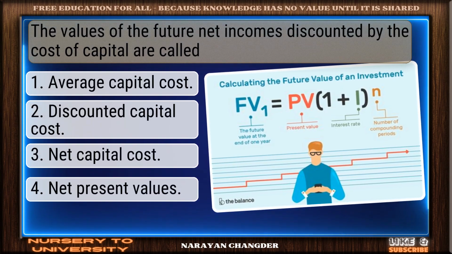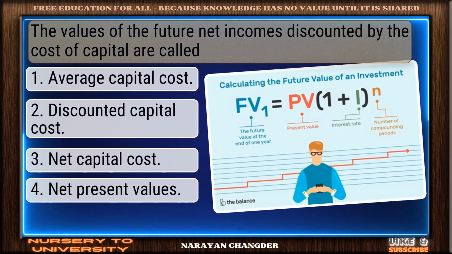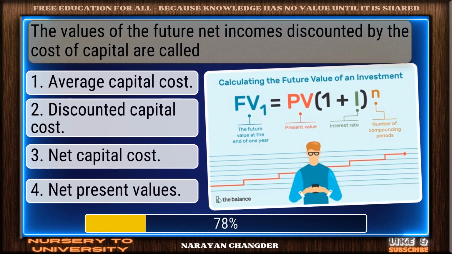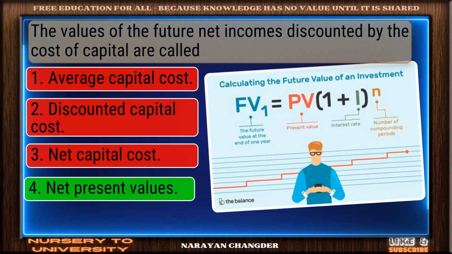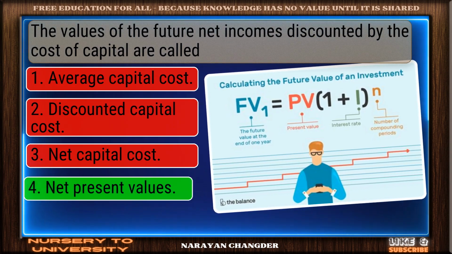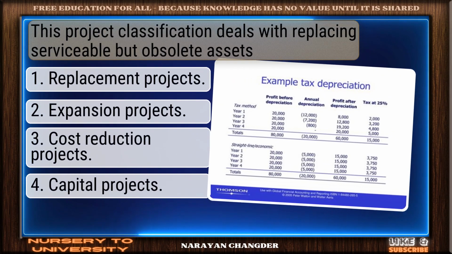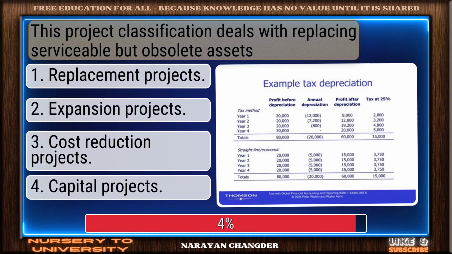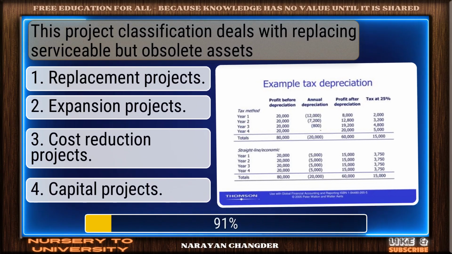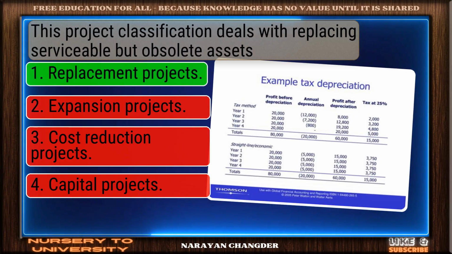The values of the future net incomes discounted by the cost of capital are called. You got it. Your choice net present values is right. This project classification deals with replacing serviceable but obsolete assets. Excellent. Replacement projects is a brilliant choice.